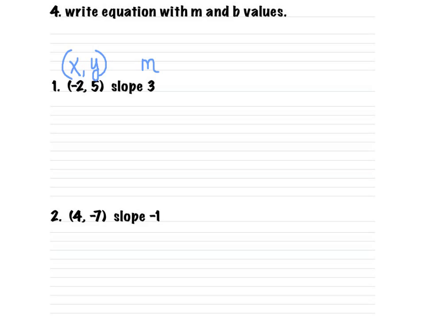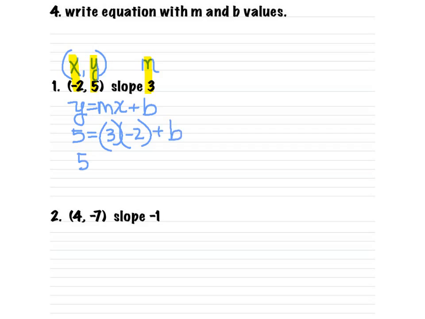Step number 1, write the equation in slope-intercept form. y equals mx plus b. Step number 2, substitute x, y, and m in this equation. So we're going to go ahead and know that x is -2, y is 5, and m is 3, and we're going to substitute. So 5 equals 3 times -2 plus b. We don't know the y-intercept of this equation, so we'll leave that as the variable.